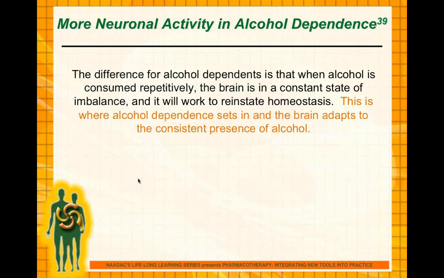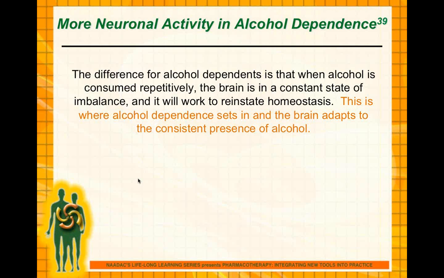So here's the exact moment. This is the moment in the whole presentation I want you to be aware of. This is the moment that alcohol dependence sets in. And then the brain has to adapt to the constant presence of alcohol. Because the difference between someone who just has a glass of wine and then goes to bed and that's the end of it is that the brain then can go back to having homeostasis. But when the brain is in a constant state of imbalance, it is going to put itself back into homeostasis. It has to remain in balance.